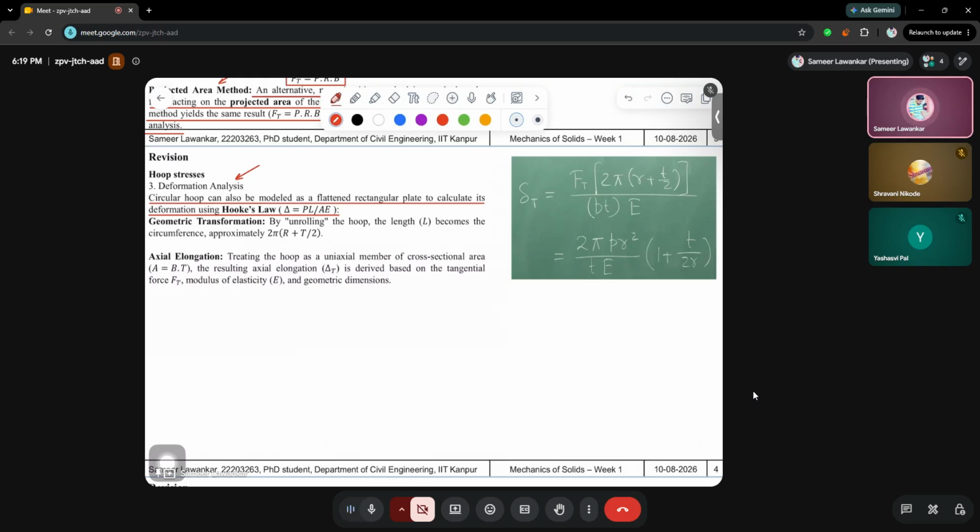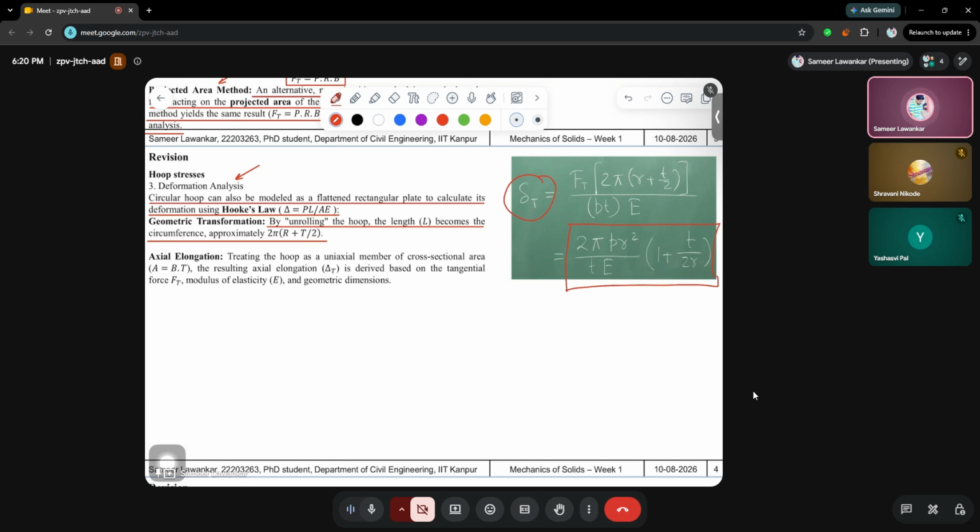What is the geometric transformation? By unrolling the hoop, the length L becomes the circumference. Therefore, approximately it is 2π(r + t/2). So how do we calculate delta t? Delta t can be calculated as 2πPr² upon tE into (1 + t/2r).